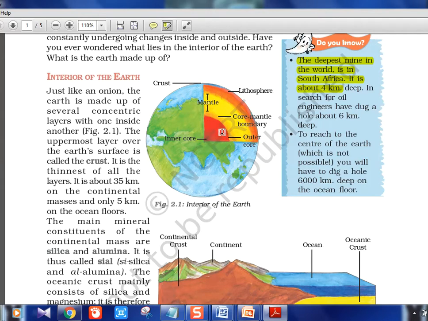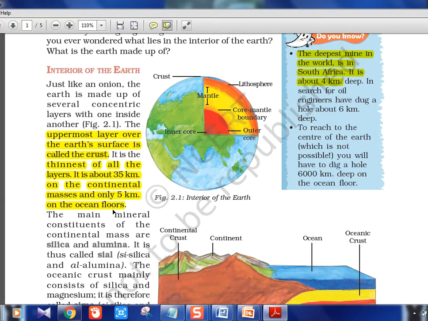So this is core, mantle, crust, and these are the boundaries of it. So we'll see some little information about it. The uppermost layer, Earth's surface, is called crust. It is the thinnest of all the layers, and it's only about 35 kilometers. Okay, only 35 kilometers. And the ocean floor is just 5 kilometers.